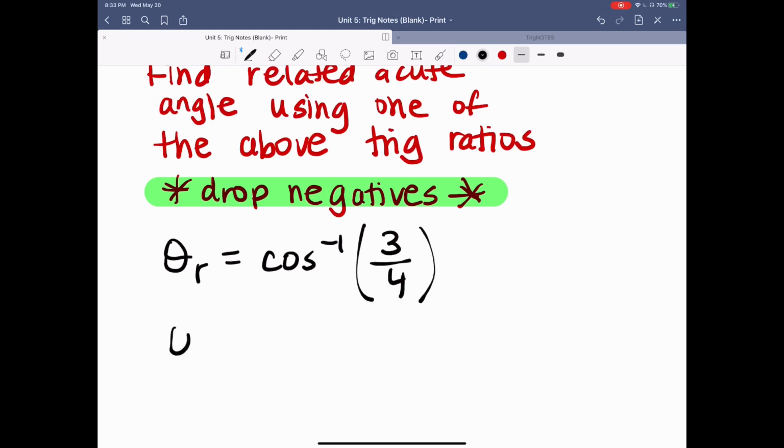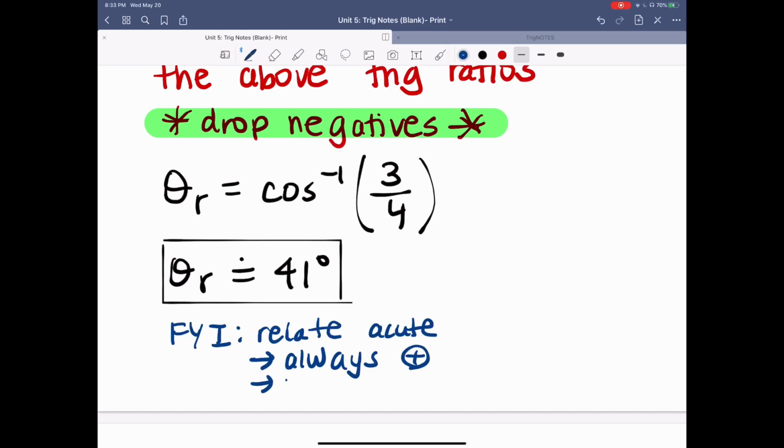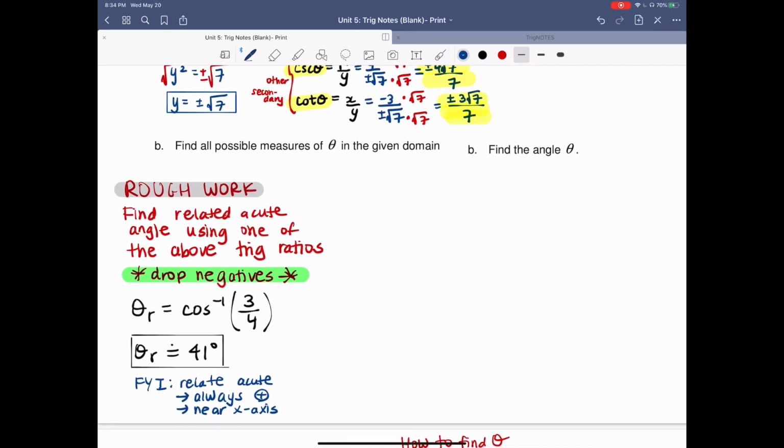And so I have for my related acute angle an angle of approximately 41 degrees. As an FYI, related acute angle, there are two things that are true about it. One is that it's always positive, and the other is that it is always with respect to the x-axis and not the y-axis.